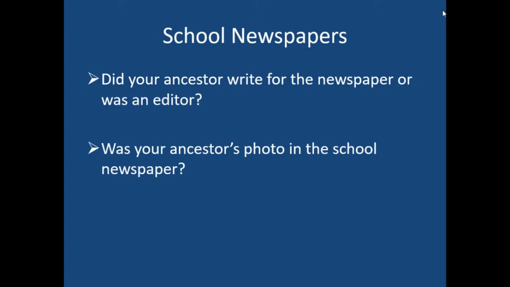Was your ancestor's photo in the school newspaper? I'll also tell you that sometimes local regular newspapers would put the school newspaper in their paper as an insert. That's what our paper here has done in the past. They would actually put it in the regular newspaper as an insert. So checking microfilm newspapers for that area, if they microfilm the entire newspaper, you might actually find the school newspaper included.